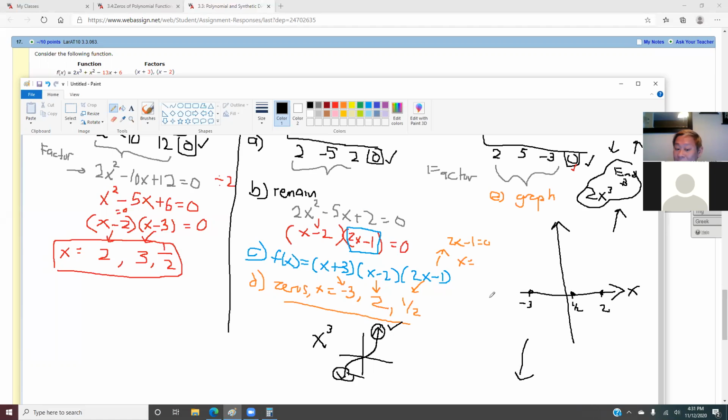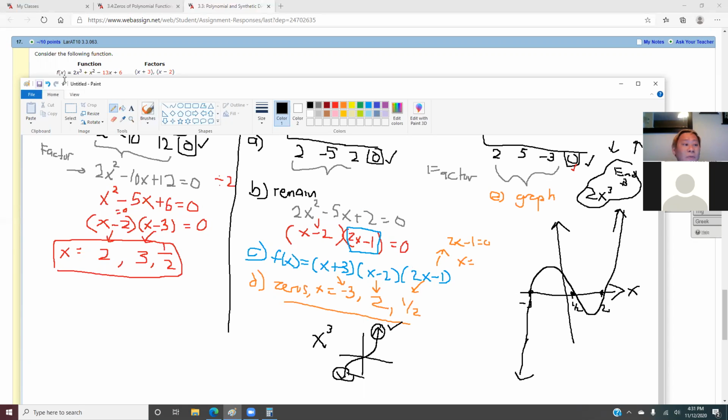Because it's an x-intercept or zero, your graph will go like this, will cross here. And then it will turn. And then it will cross at 1/2. And then it will turn back up to cross at 2. So this is what your graph looks like in this case. You okay there? Yeah. So when you have 2x cubed, your graph will look something like that.